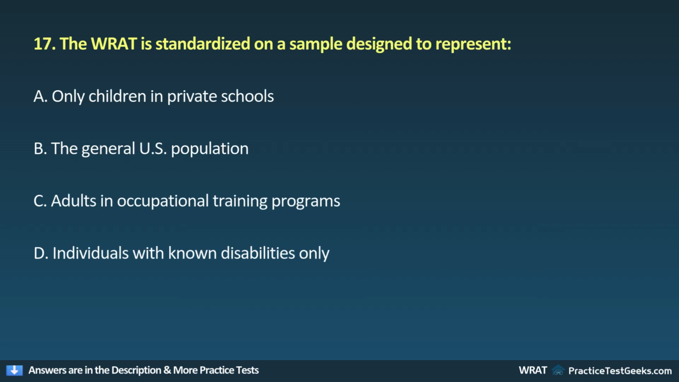17. The WRAT is standardized on a sample designed to represent: A. Only children in private schools. B. The general U.S. population. C. Adults in occupational training programs. D. Individuals with known disabilities only.